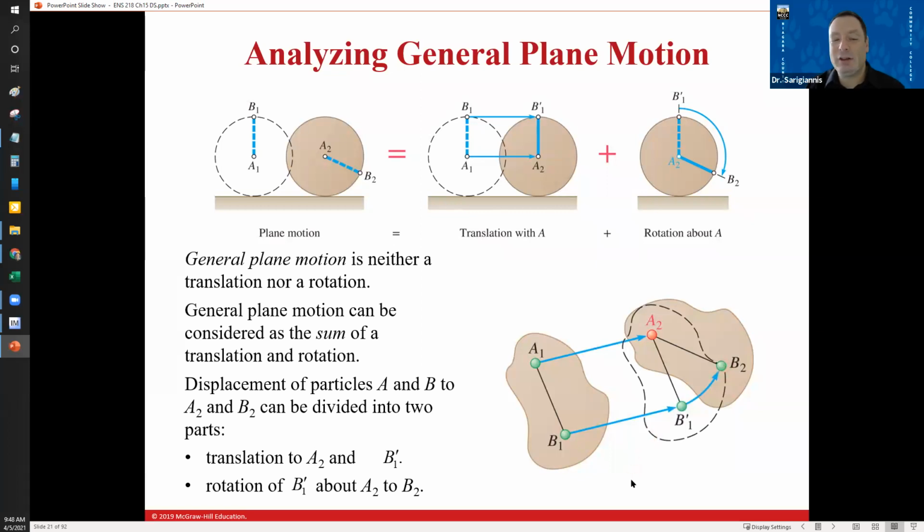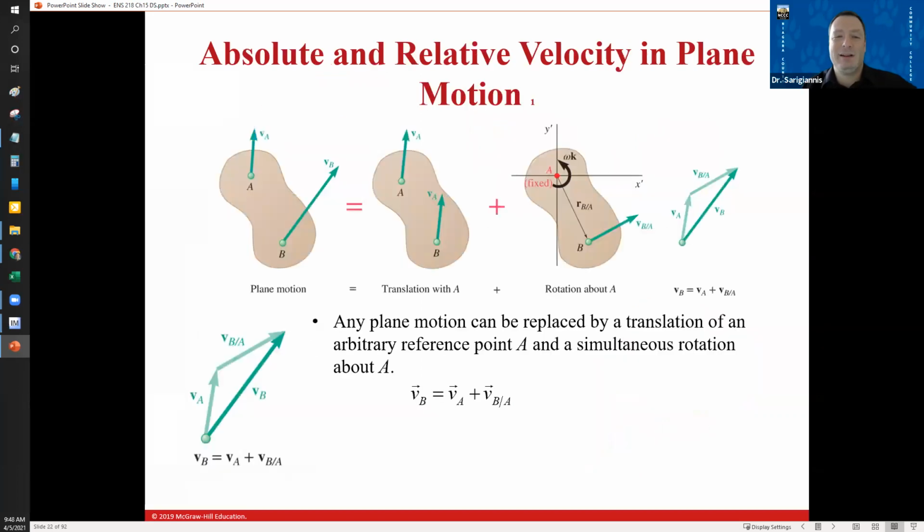So we're going to be dealing with problems where we can look at plane motion. We can break it down into a translation component and a rotation component. And picking those points of rotation is obviously important.